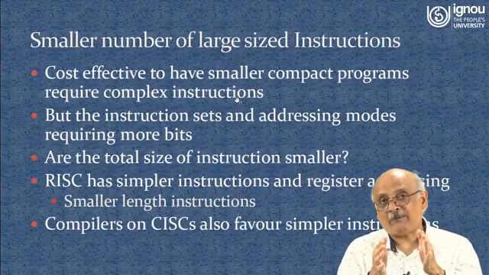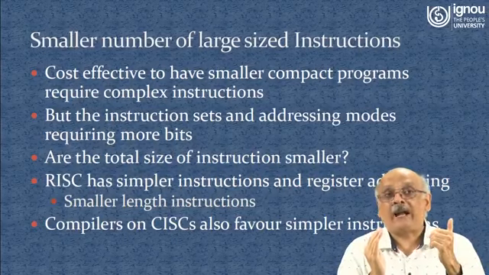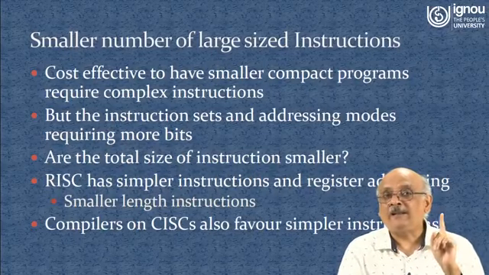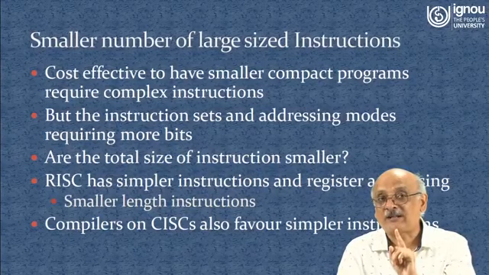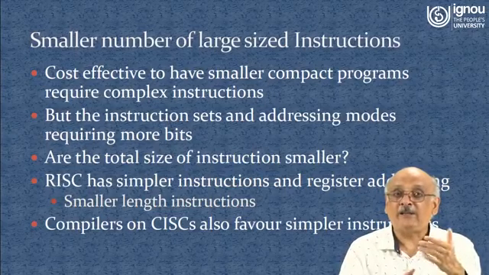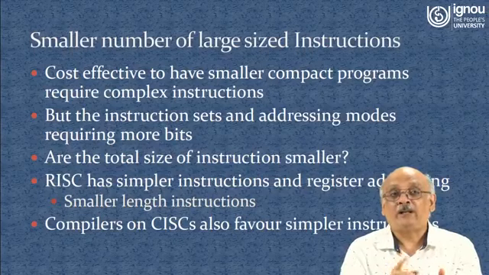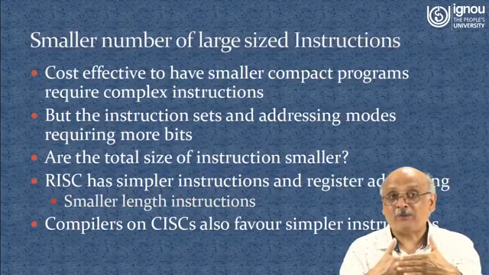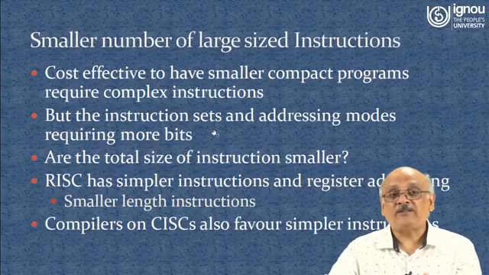Now, the advantage of having a complex instruction set was that your program size got compacted, as far as the number of instructions is concerned. Why? Because one floating point instruction is required in a complex instruction set computer, whereas in a different machine it will be converted into 6 instructions which will be executed one by one to execute a single floating point operation. So the program became compact, but the size of the instruction became larger. The instruction size and addressing modes require more bits.